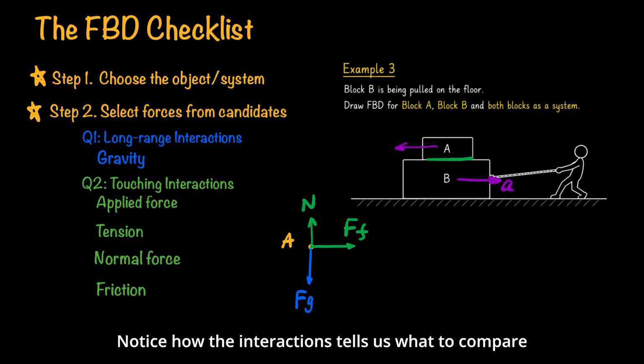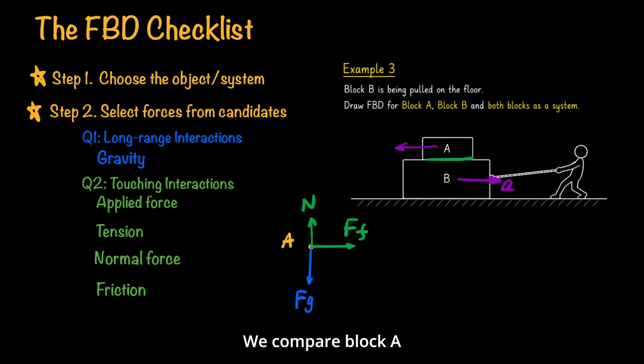Notice how the interactions tell us what to compare. We compare block A with the object it's touching, not with the ground. That's why I keep asking what's touching the object. Because once you identify the interaction, you've also identified the only relative motion that matters for the friction.